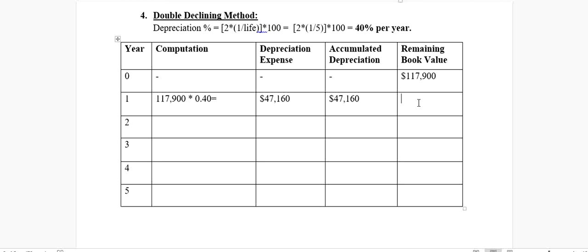To find the remaining book value, we need to subtract this annual depreciation from the book value, and once we subtract it, we get $70,740. That's the remaining book value at the end of year 1. Now when we calculate the depreciation for the second year, we say 40% of the remaining book value. So we are not going to multiply 40% with 117,900. We will only multiply it with 70,740 because that is the remaining value.